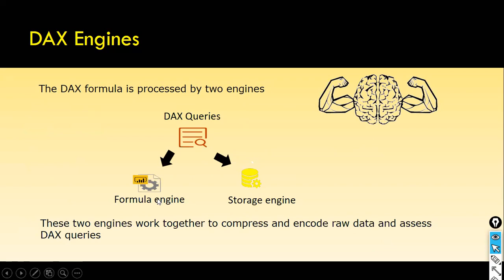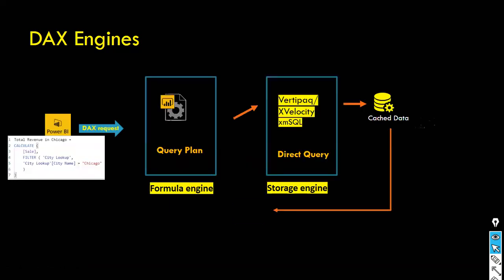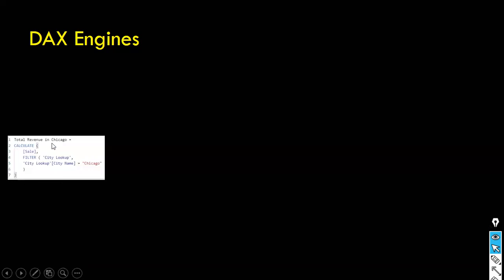So what is the role of the formula engine and storage engine exactly? To take a deep dive, this block diagram can help you understand it. For example, you have used a measure called total revenue in Chicago. On the right side of the equal sign, you use the DAX function called CALCULATE, with the sum of sales, and the FILTER function. Basically you want to compute how much total sales we made in Chicago. For that, you have written a DAX query.